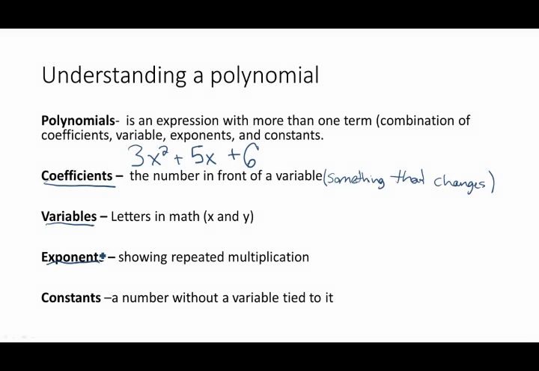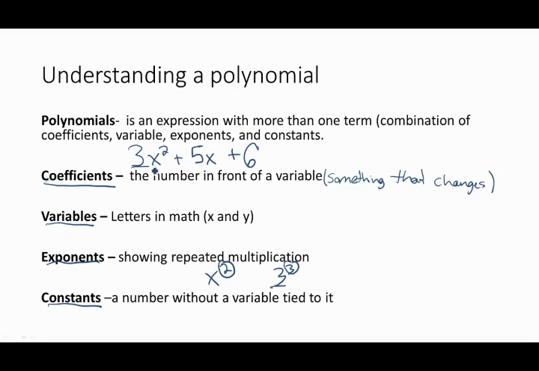Exponents show repeated multiplication. So an exponent is something like x to the second power. This 2 is the exponent, or 3 to the third power. It tells you how many times to multiply your base number by. Constants are a number without a variable tied to it.